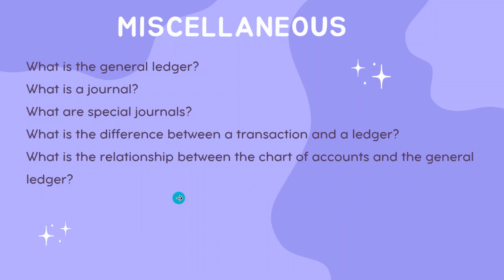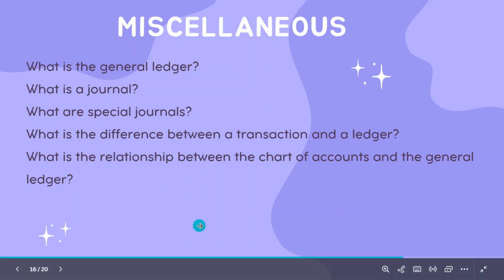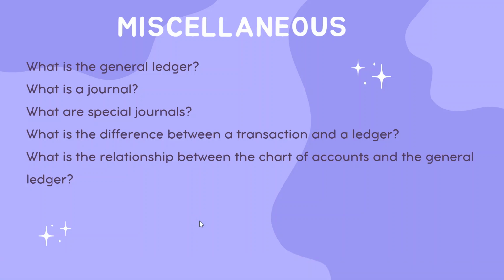What is a journal? A journal is used to record a transaction. General journal is what you first learned, but then we divided it up into special journals. The reason in a manual system that you use special journals is to make it easier to record transactions. You don't have to write as much.